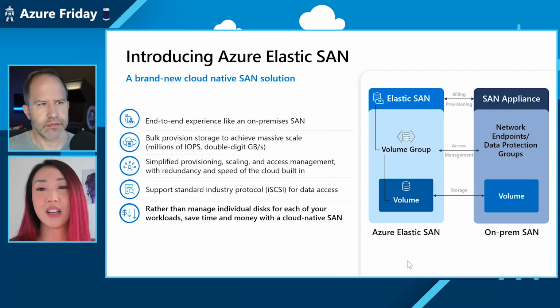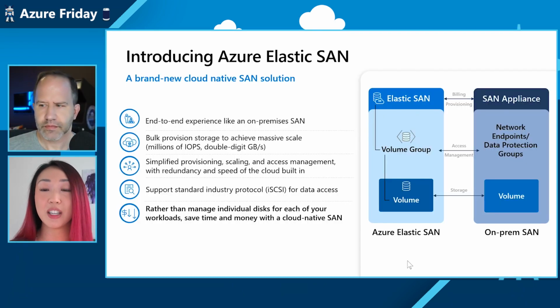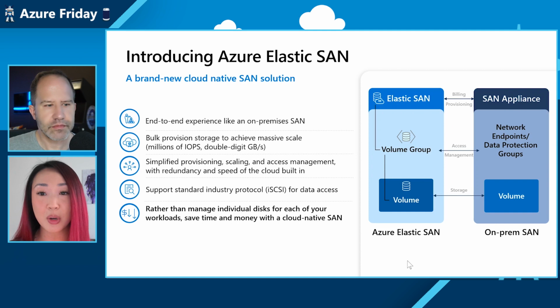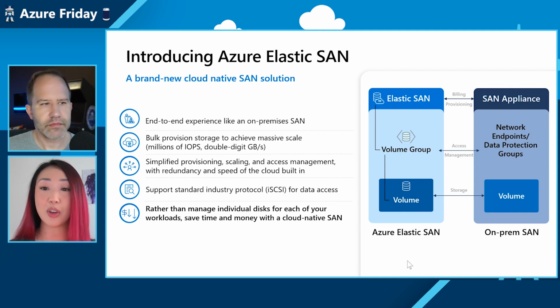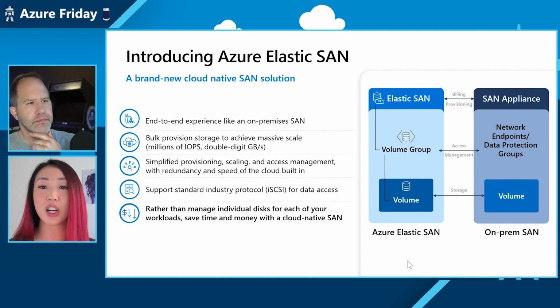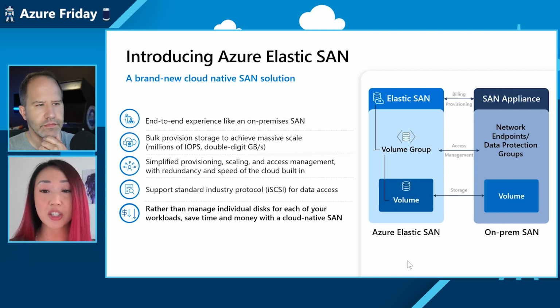Yep, absolutely. So last year we did introduce Elastic SAN at public preview. We combined the on-premise SAN-like capabilities that you may be aware of already with the benefits of being in the cloud. So we support a resource hierarchy very similar to an on-prem SAN, as you can see here. And we mainly created this for customers who need to provision large amounts of storage and achieve really massive scale. So Elastic SAN offers millions of IOPS and double digit throughput, like you mentioned. But a little bit more about the resource hierarchy.